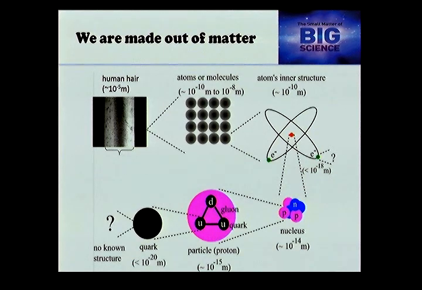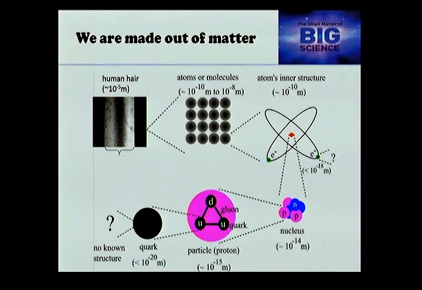In the center of the atom is the nucleus, with size 10 to the minus 14 meter. Outside of the nucleus is a cloud of electrons. The electrons are negatively charged. Electrons spin around the nucleus. The force between the electrons and the nucleus is the electromagnetic force.